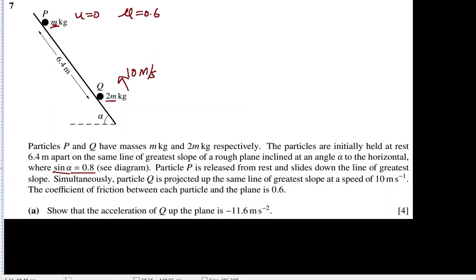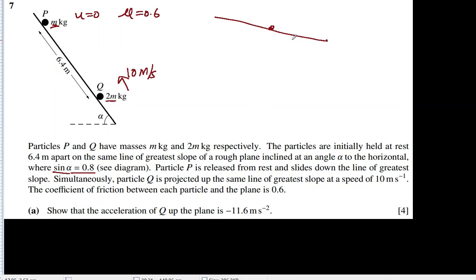whenever needed. Part a says show that acceleration of Q up the plane is minus 11.6 meters per second squared. That means particle P is of no use. We'll just focus on Q. And let me draw it a little cleanly here, because if I draw there, it will be a little complicated. So let's do it fresh here.